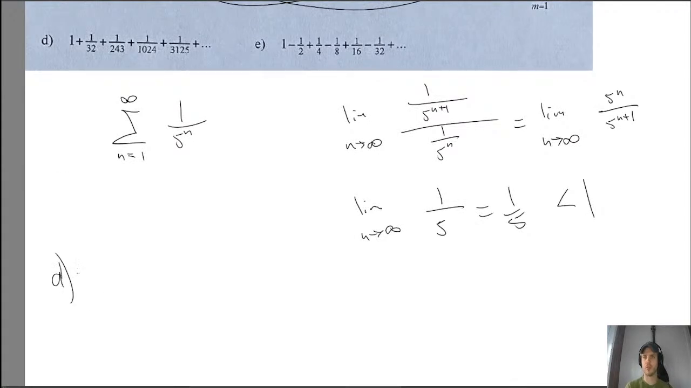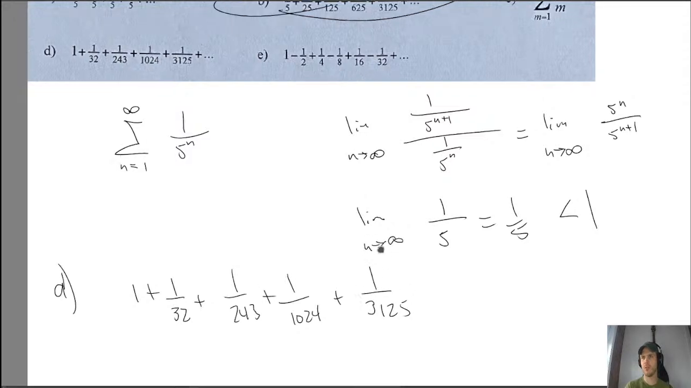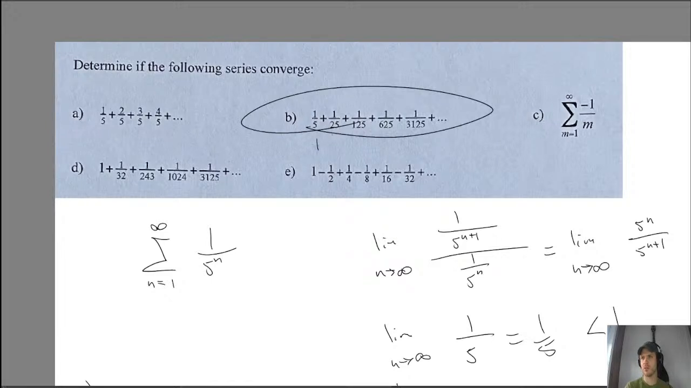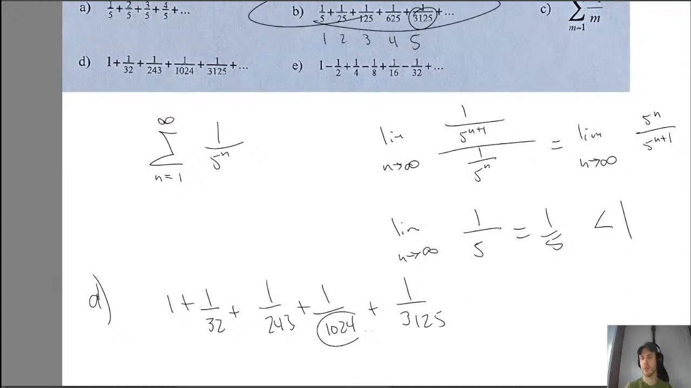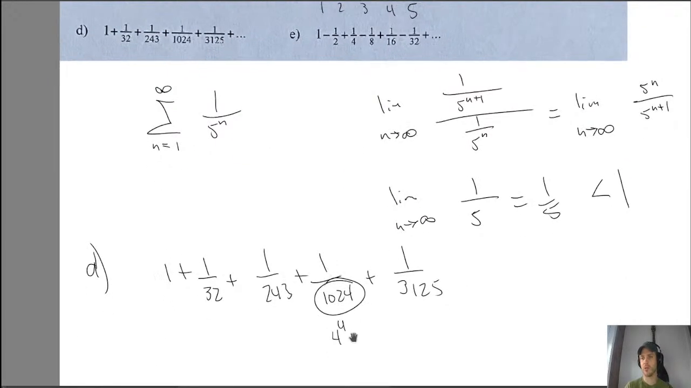Then D, we have 1 plus 1 over 32 plus 1 over 243 plus 1 over 1024 plus 1 over 3125. So that's 1, 2, 3, 4, 5. So this is a power of 5. It's 5 to the 5th. This is 4 to the 4th, which is 2 to the 8th.